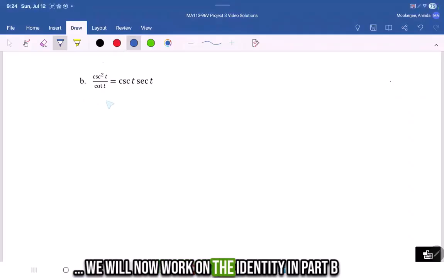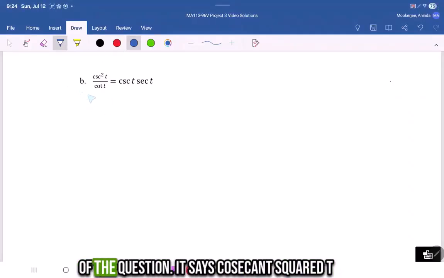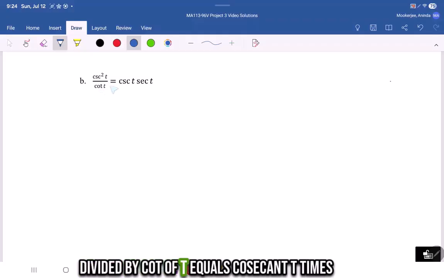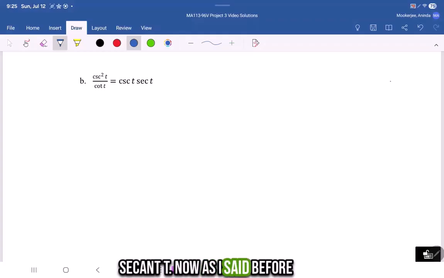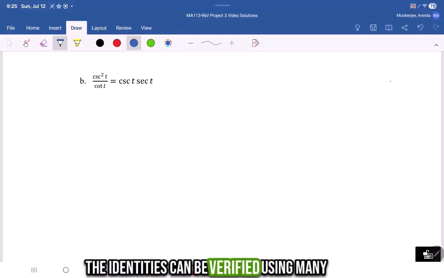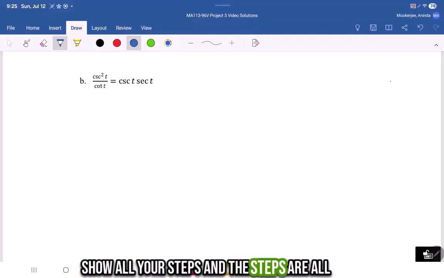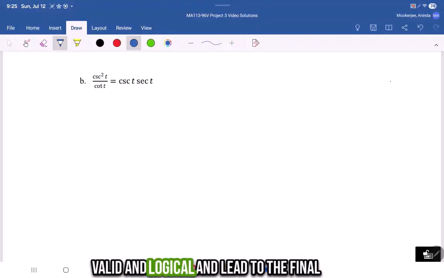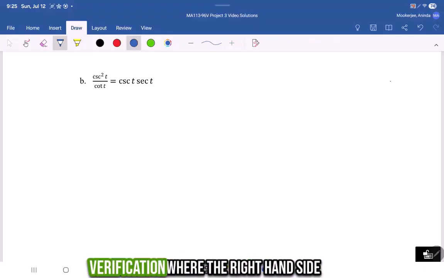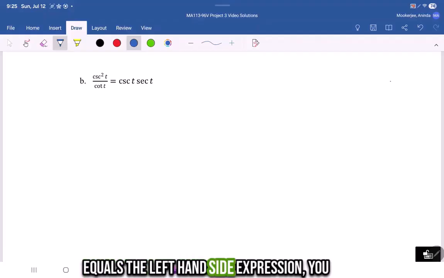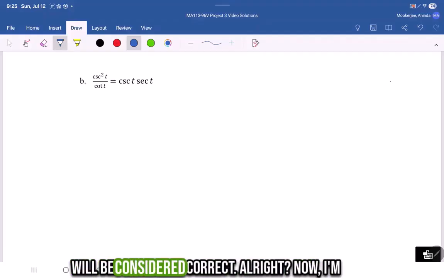We will now work on the identity in part B of the question. It says cosecant squared t divided by cot of t equals cosecant t times secant t. Now, as I said before, the identities can be verified using many different ways. However, as long as you show all your steps and the steps are all valid and logical and lead to the final verification where the right-hand side equals the left-hand side expression, you will be considered correct.